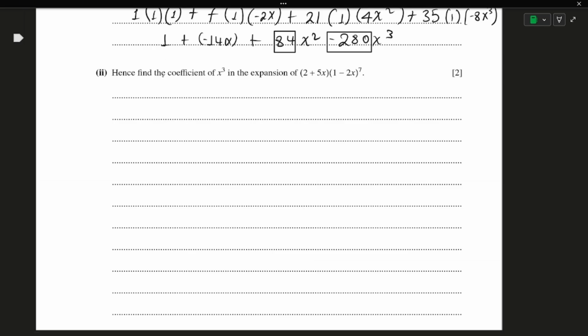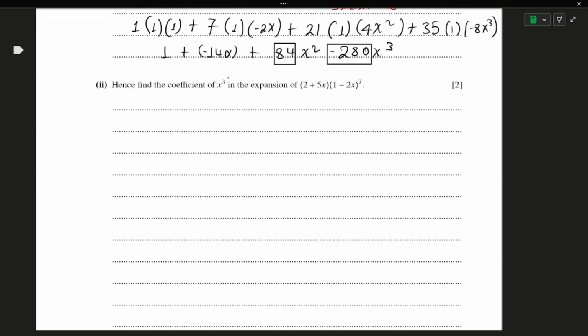For number 2, hence find the coefficient of x cubed in the expansion of 2 plus 5x times 1 minus 2x all raised to the 7th power. Now look, it is asking us to find the coefficient of x cubed. As you see over here we have only x, so that only increases 1 power. So when we multiply x with x to the power of 0 it only gives us x, so we don't want that. But when we multiply x with x squared it will give us x cubed, and also when we multiply this constant with x cubed it will give us x cubed. So that's what we want, only these.